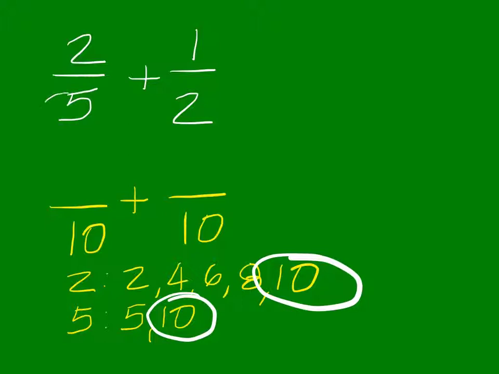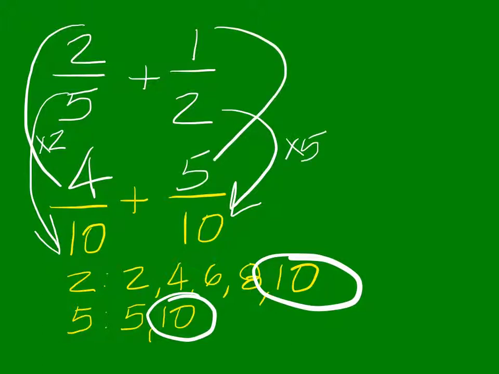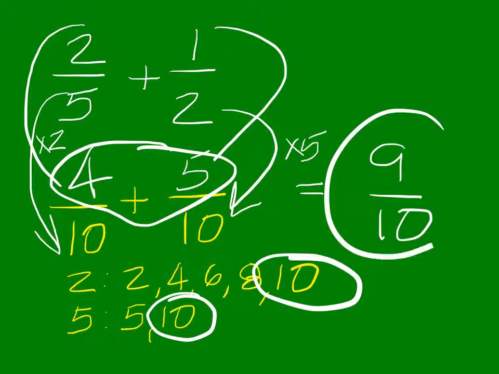Now, I would have to multiply 5 by 2 to get 10. So 2 times 2 is 4. 2 times 5 is 10. 1 times 5 is 5. 9 over 10 should be the answer.